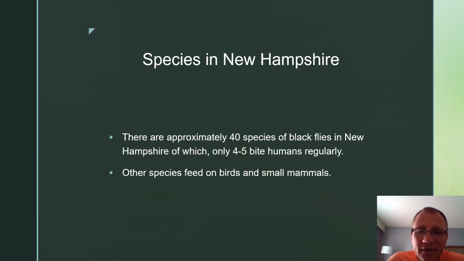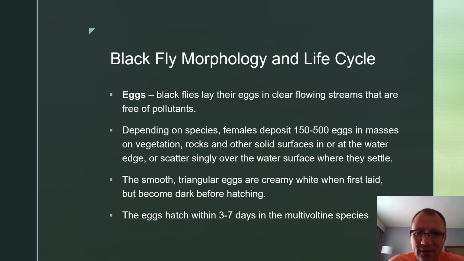Looking at the species in New Hampshire, there are approximately 40 species of black flies in New Hampshire, of which only 4 to 5 bite humans regularly. Other species feed on birds and small mammals.